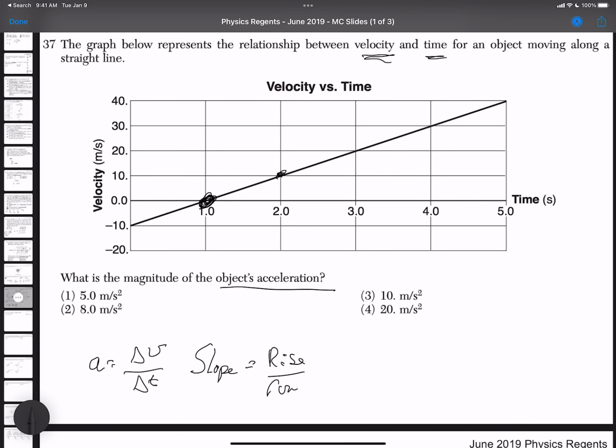So the rise here would be 10 meters per second. The run is 1 second. So 10 meters per second divided by 1 second is 10 meters per second squared. Of course, since this is a straight line, you could pick any 2 points, and you should get the exact same answer because the acceleration here is a constant.